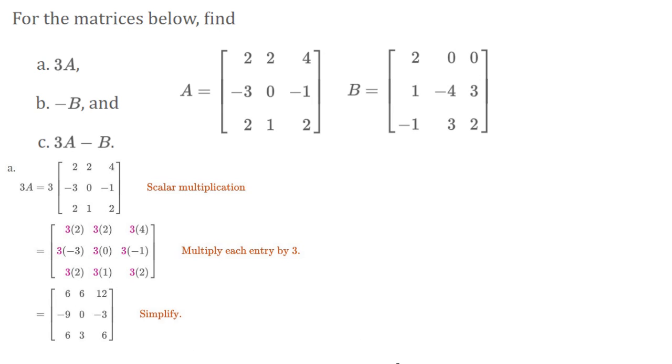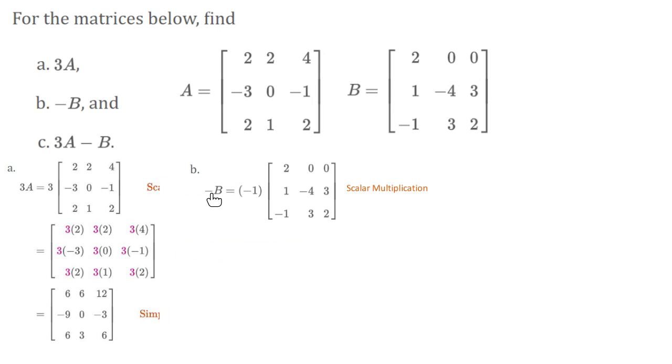For b, we have negative b. So here we can think of the negative as a -1. And so that would be your scalar. And then you have your matrix B. So this is my matrix B. And so we're going to multiply -1 into everything. So -1 times 2 is -2. -1 times 0 is 0, and so on. Okay. And then last, we want to subtract 3A minus B.